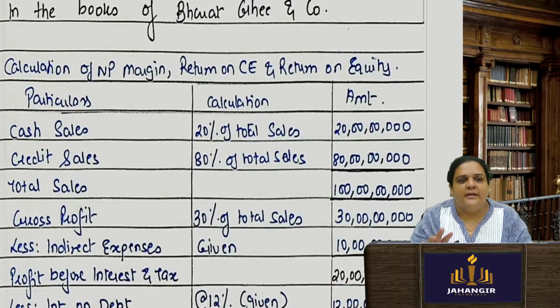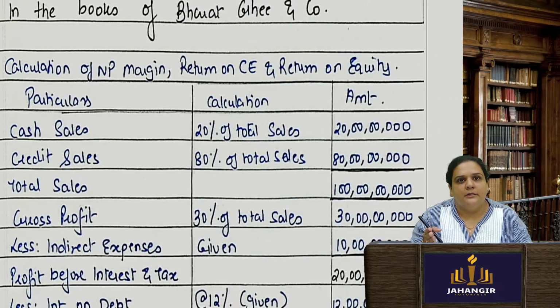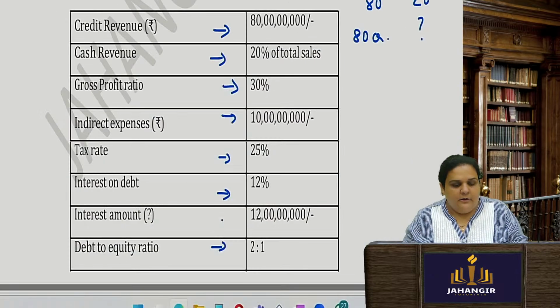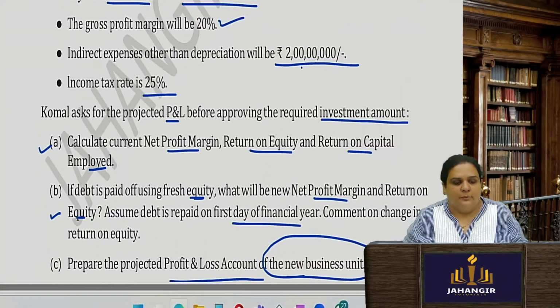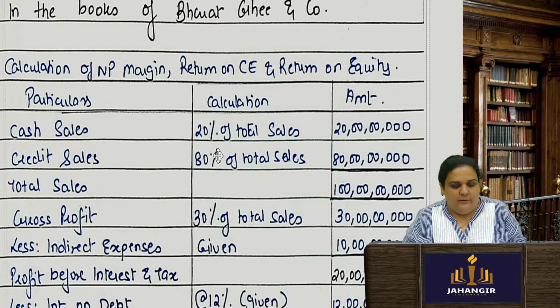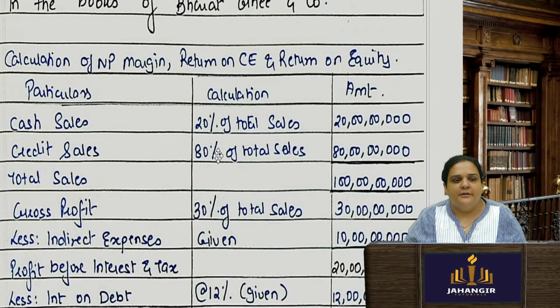We will first try to calculate net profit margin, return on capital employed and return on equity. I am focusing on my question number A. This one. Profit margin, return on equity and capital employed. Okay. Everything I have written over here.